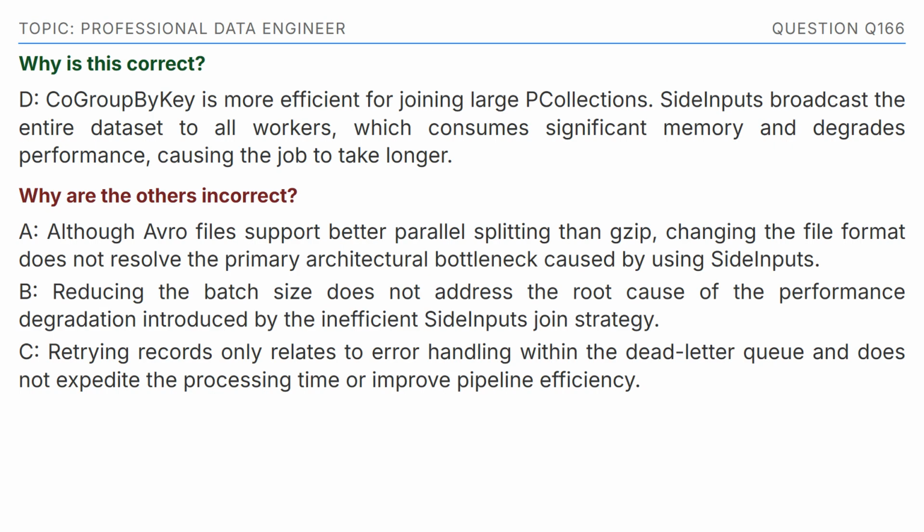A. Although Avro files support better parallel splitting than gzip, changing the file format does not resolve the primary architectural bottleneck caused by using side inputs. B. Reducing the batch size does not address the root cause of the performance degradation introduced by the inefficient side inputs join strategy. C. Retrying records only relates to error handling within the dead letter queue and does not expedite the processing time or improve pipeline efficiency.